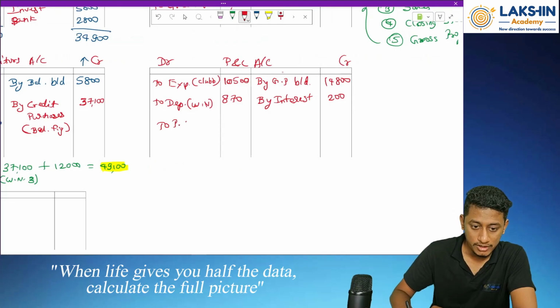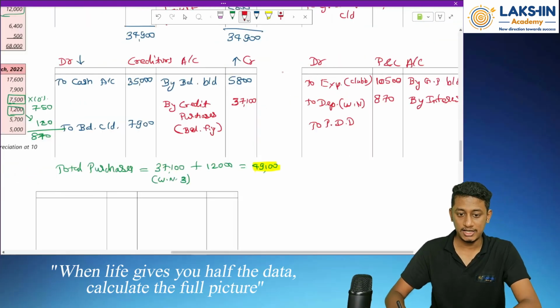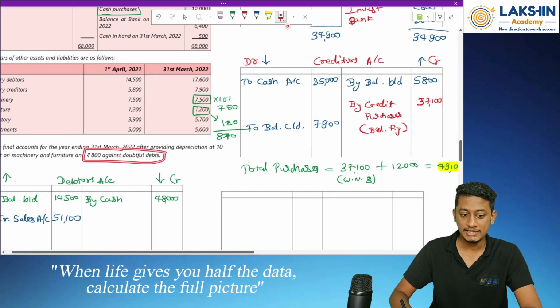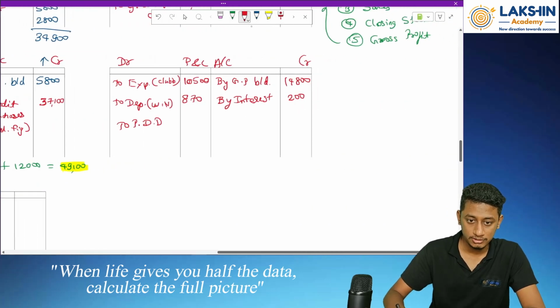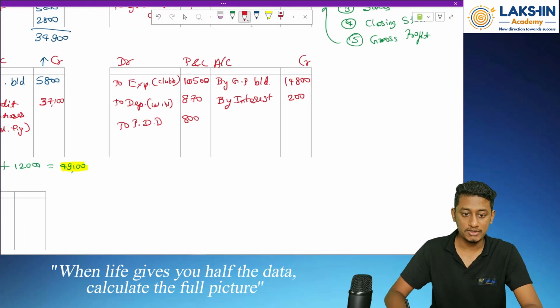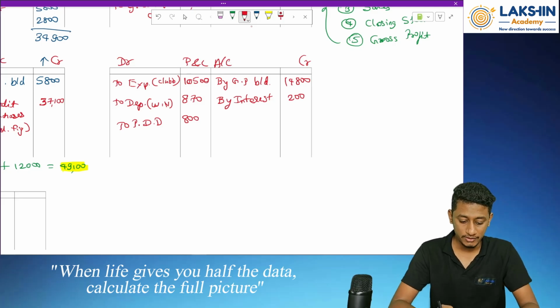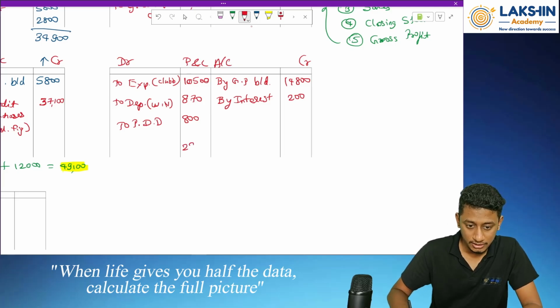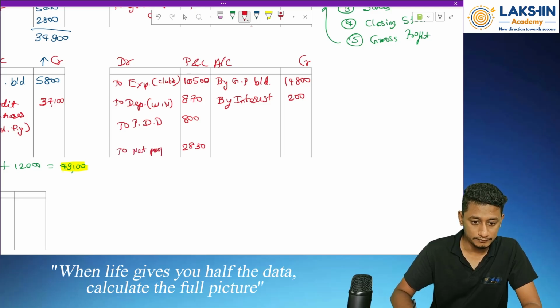After depreciation we have what? 2. Provision for doubtful debts, right? As per the question, provision for doubtful debts is given to us. See over here, 800 rupees is the provision for doubtful debt. So 800 rupees will be provision for doubtful debts. So now compute the value of net profit. Minus 10,500 minus 870 minus 800. So that would be 2,832 net profit. This is my balancing figure.